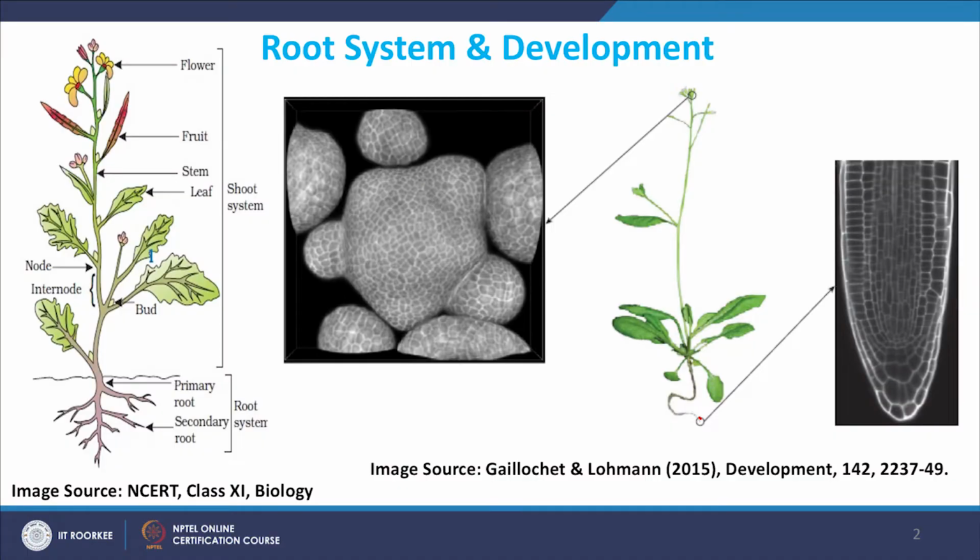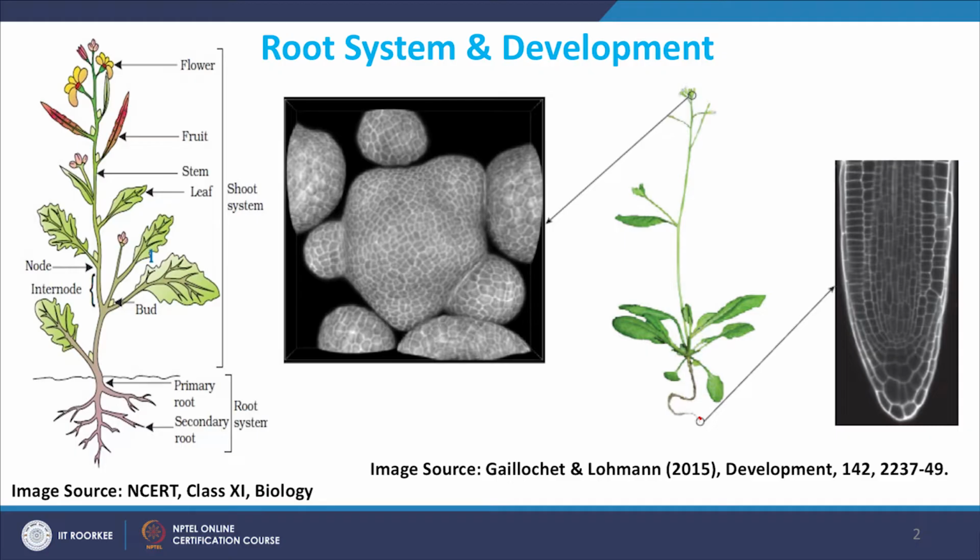So, as we discussed in some of the previous classes, if you take a mature plant, it can be divided into two systems: the root system and the shoot system. The root system is usually the below-ground part of the plant. The shoot system is the above-ground part of the plant.